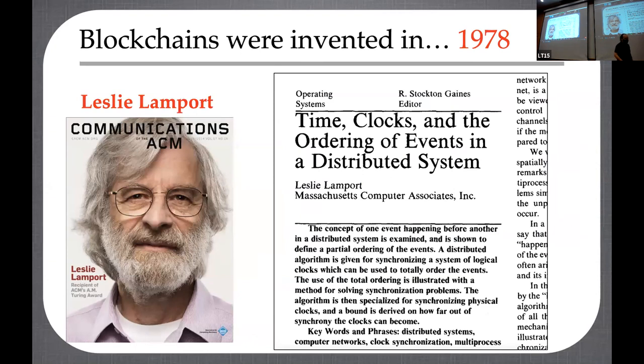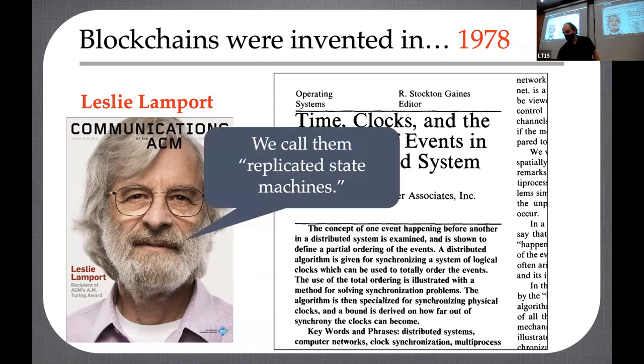What I do want to say, though, is while Bitcoin is super new and cryptocurrencies are super new, it turns out that blockchains were kind of invented back in 1978. And I'm not here giving away the secret of Satoshi's identity. I would, in fact, bet a lot of money that Leslie Lamport is not Satoshi, for reasons I'll get to in a second. But in fact, Lamport, back in 1978, basically invented what we think of as blockchains today. Of course, he didn't call them that. He called them replicated state machines, a bunch of servers replicated, keeping track of the same state over time.